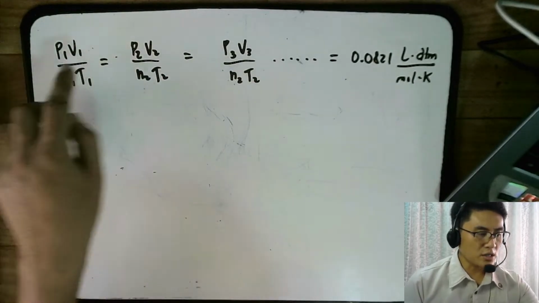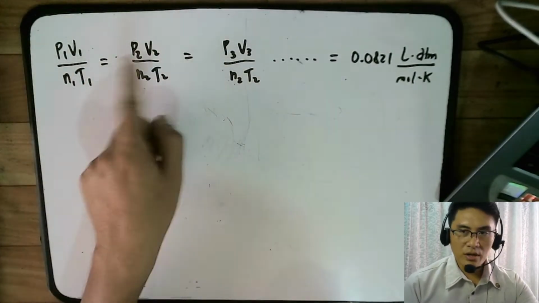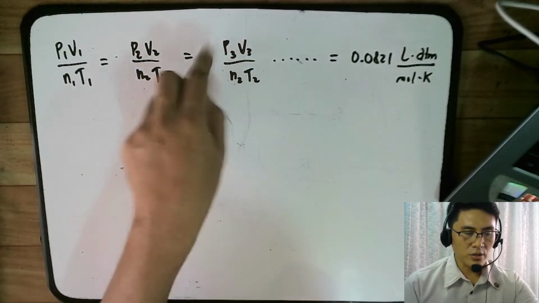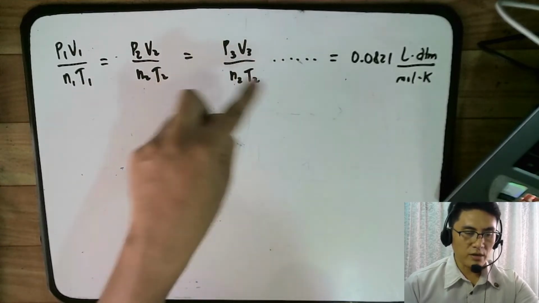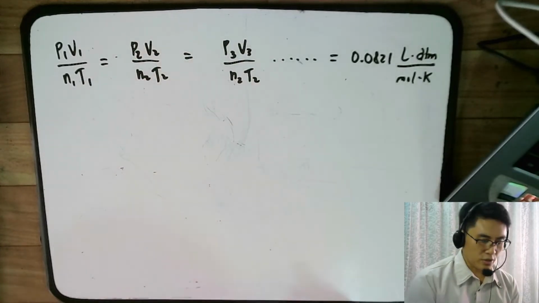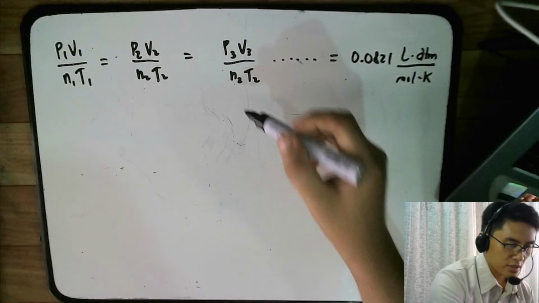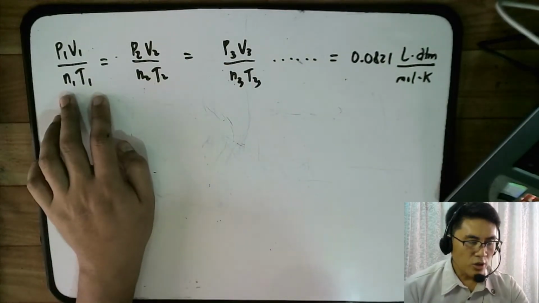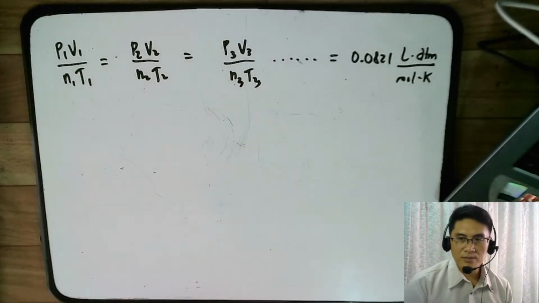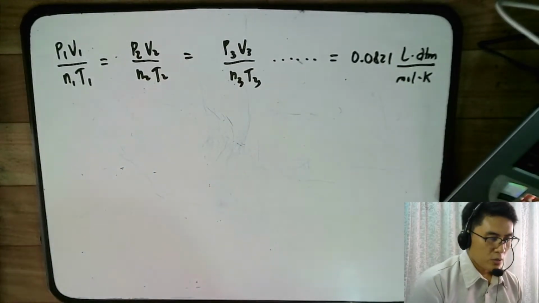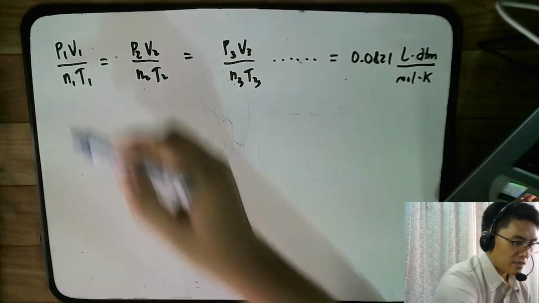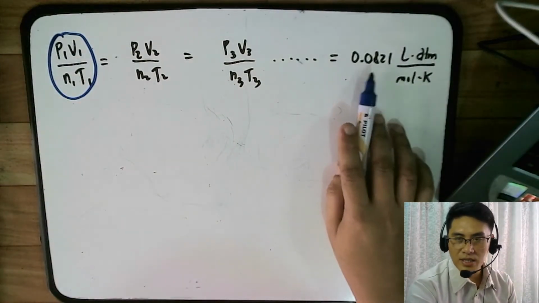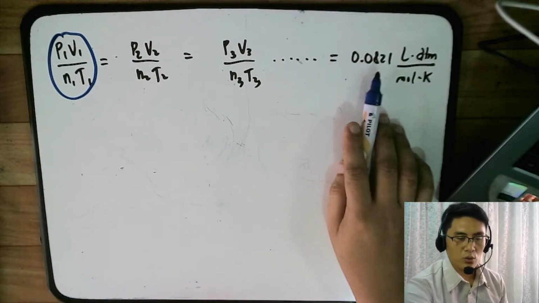And if you change to a third state, then all the three states, as long as you do it this way, pressure times volume divided by number of particles times temperature, sorry, this is supposed to be 3, they're going to be equal. You can do 4 states, 5 states, 6 states, but when you divide this, it will equal a number, and that number is 0.0821.